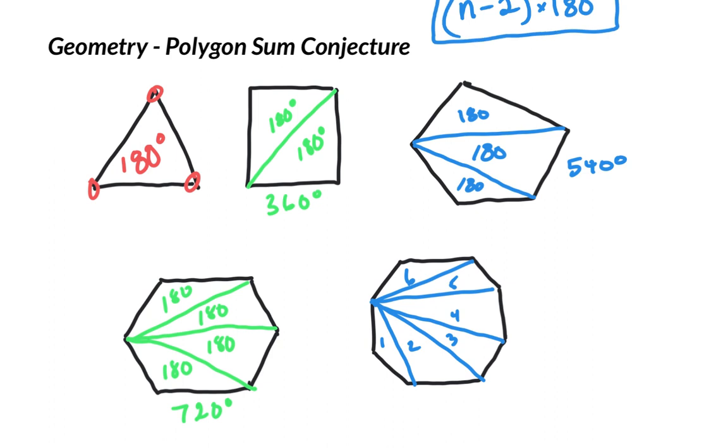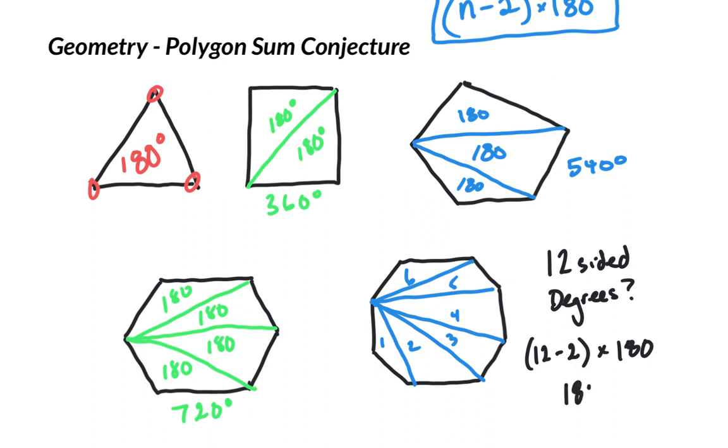So if I drew a 12-sided shape, how many degrees are inside it? You could say, well, it's 12 minus 2, so 10, multiplied by 180. So 10 times 180 is 1,800 degrees. And that's the Polygon Sum Conjecture. We can figure out what all of the angles will add up to in any polygon, by just subtracting 2 to count how many triangles we could have drawn, and then multiplying by the 180 degrees.